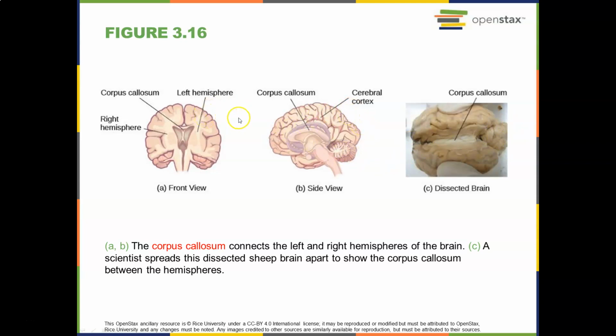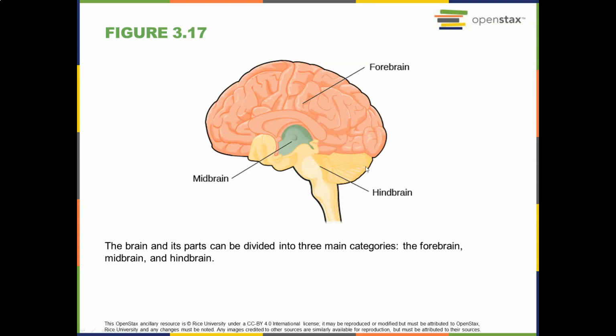Okay, and so one can see that the cerebral cortex is basically all this outer covering of the main part of the brain. Let's just keep it simple and say that.